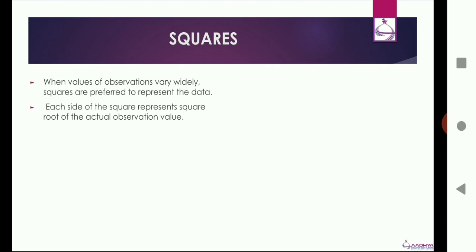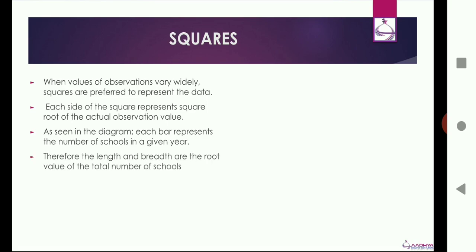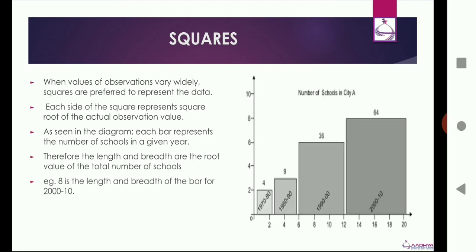Each side of the square will represent the actual observed value, and as seen in the rectangular diagram also, each bar represents the total value of some measure. Here in our diagram, we will use each bar to represent the number of schools in a given decade. So we have 4 decades across which we will measure the number of schools. Now what happens is, in 1970-80 there were only 4 schools in a particular city. By 2000-2010 there were 64 schools in that city.